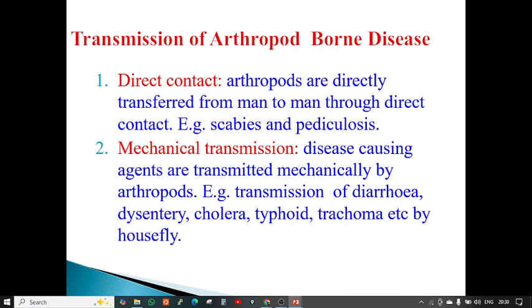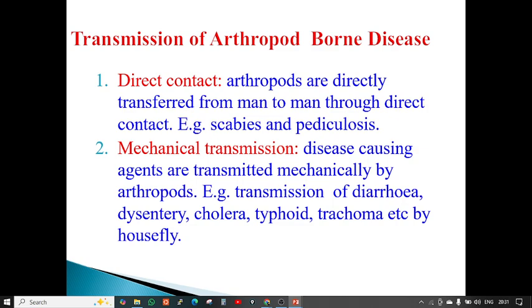Transmission of arthropod-borne diseases: how these arthropod carriers spread diseases and deteriorate our health. First is direct contact, where diseases are directly transferred from man to man through direct contact, like scabies and pediculosis. For example, with coronaviruses, when we come across another patient who is already infected, then through air and through contact it can transfer to you and spread. So direct contact is the main thing.